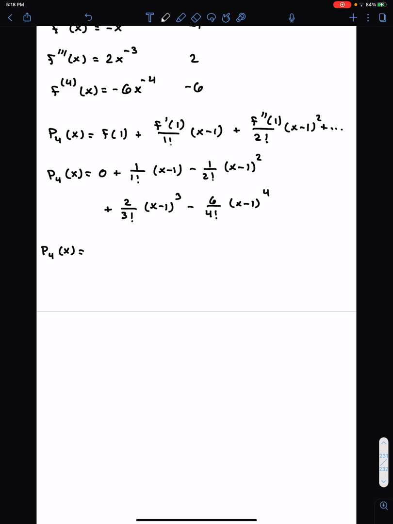So if I simplify this, x minus 1 minus 1/2 x minus 1 squared plus 1/3 x minus 1 cubed minus 1 over 4 x minus 1 to the 4th.